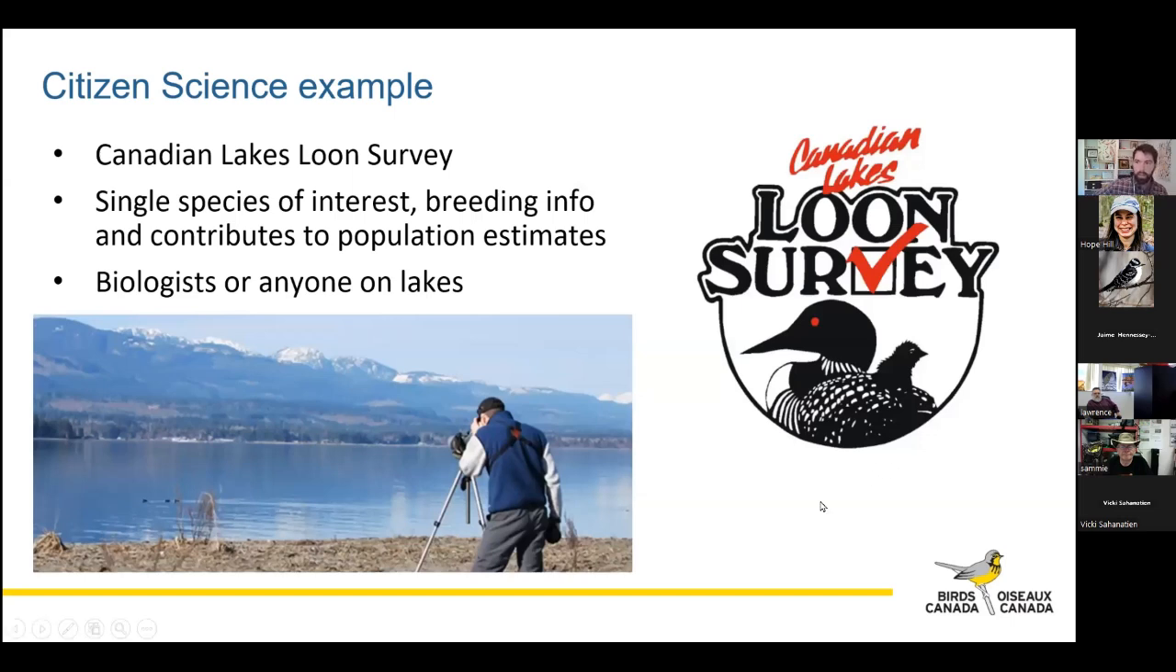And then I think this is a really great example of a survey that is a bit less rigorous in terms of being out at the exact time or doing detailed counts of a bunch of different species at once. So the Canadian Lakes Loon Survey, they're interested in just a single species, but loons can tell us a lot about the whole health of the lake ecosystem. So it's a really interesting species to study. And it can be done by biologists or by anyone that has a cottage on a lake or lives on a lake or regularly spends time at a lake.